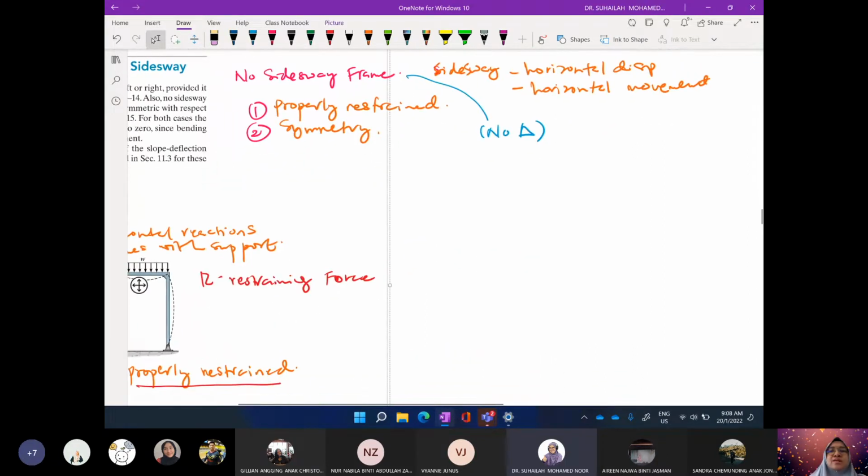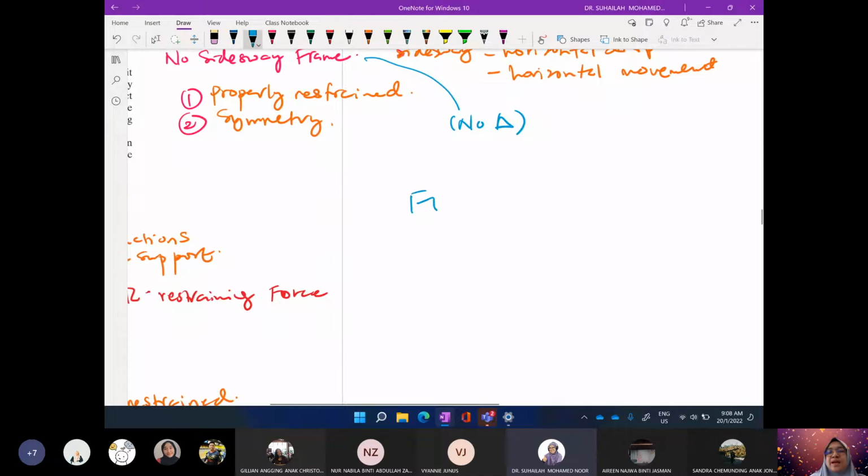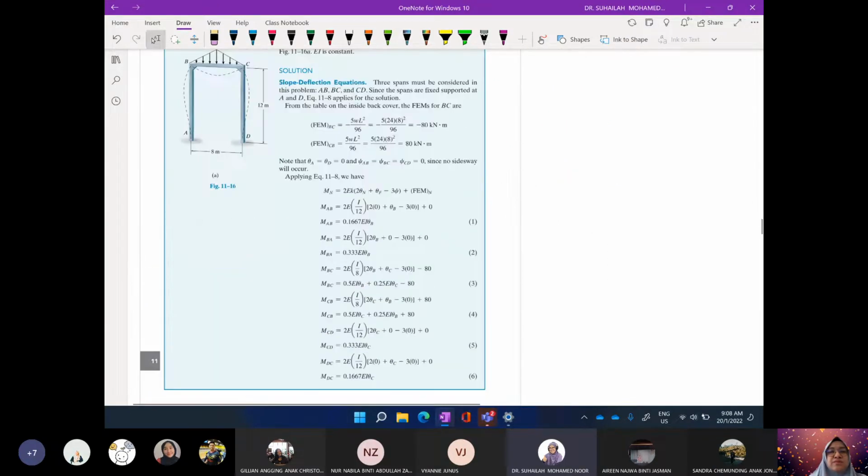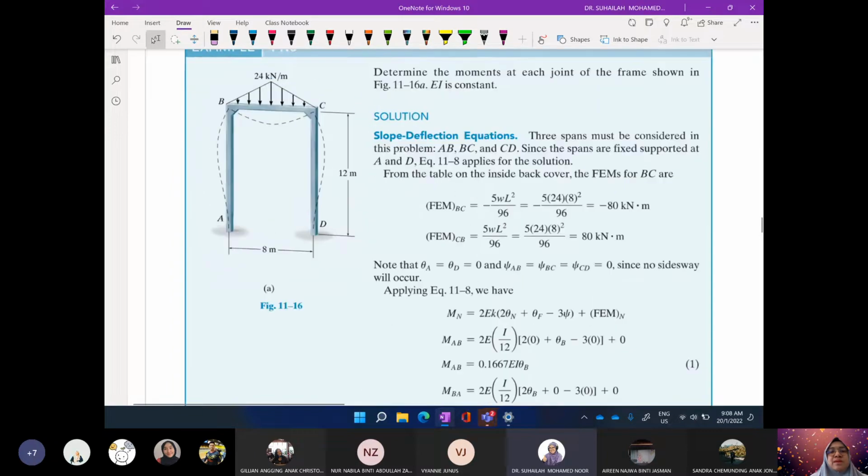So when there is no delta, we will only calculate FEM, because there are two FEMs: one due to loading and one due to delta. No delta means delta is equal to 0, so we don't need to calculate FEM due to delta. We focus on loading only. So this is for a no-sway frame. So this is symmetry.